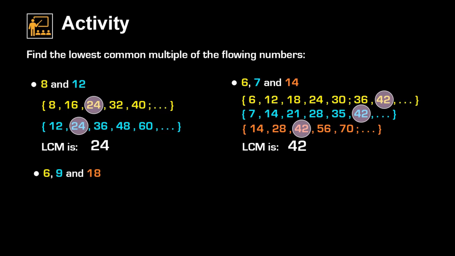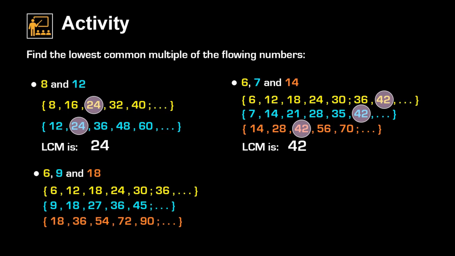Next exercise, we have 6, 9, and 18. We list the multiples of 6, the multiples of 9, the multiples of 18, and we find the lowest common multiple. We look at 6, it's not common, 12, not common. 18 is therefore the lowest common because it's a multiple of 6. 18 is a multiple of 9. And 18 is a multiple of 18. So the lowest common multiple is 18.